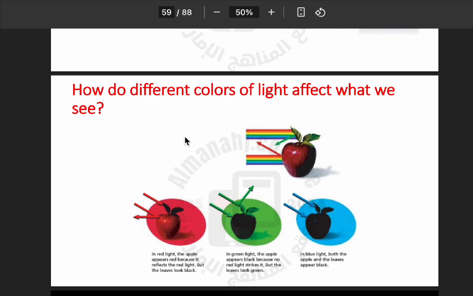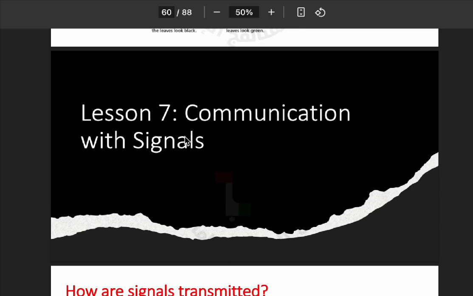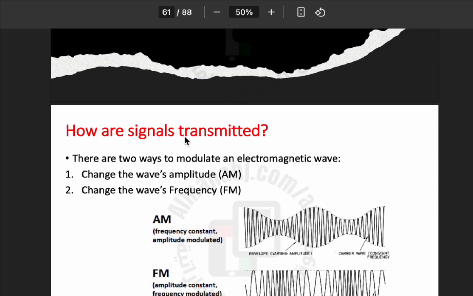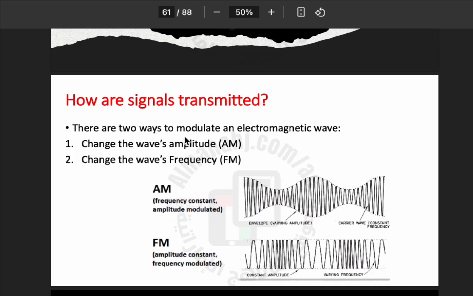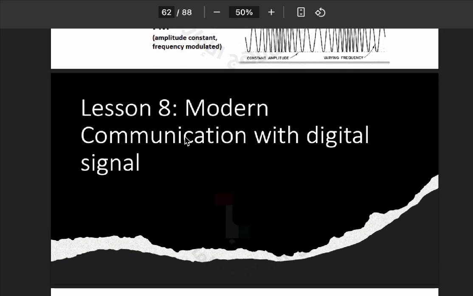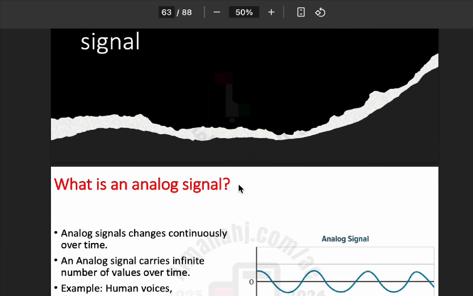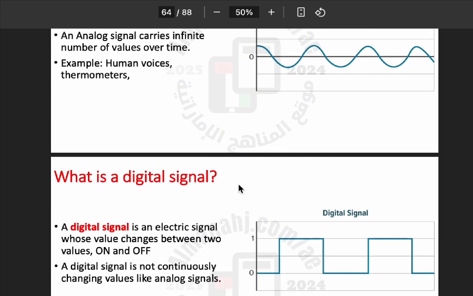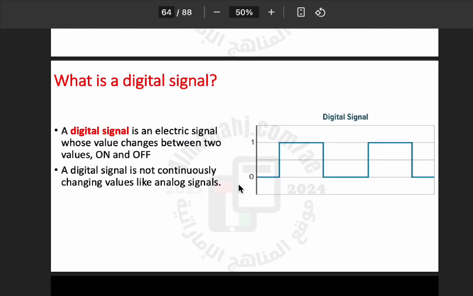Lesson 7. Communication with signals. We learned how electromagnetic waves are used in communication. By modulating either the amplitude (AM) or the frequency (FM) of a wave, signals can be transmitted over long distances. Lesson 8. Modern communication with digital signals. Analog signals change continuously, while digital signals switch between on and off values. Digital communication is more efficient and commonly used in modern technologies.